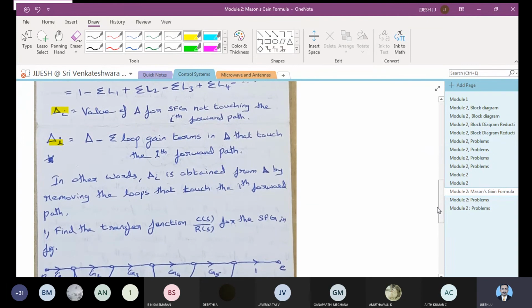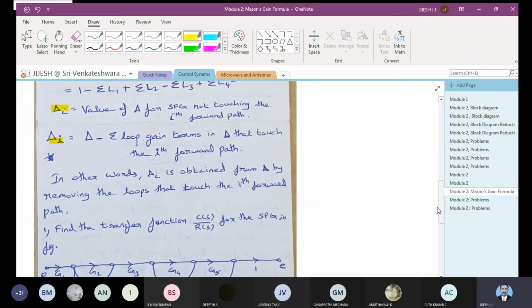Whatever I ask you to do, like I may ask you to go ahead with a forward path. How many forward paths are there? So you have to find out the forward path. You need to find out how many loops are there. So you should not make mistakes in finding out these things. If you are able to do those things properly, then explaining this problem will be pretty easy for me.